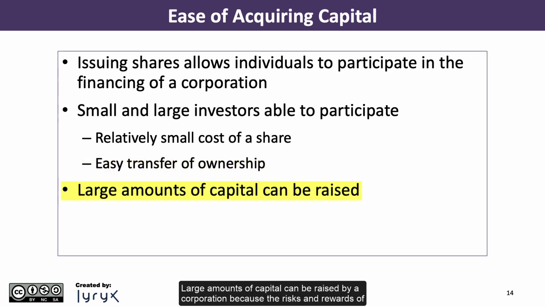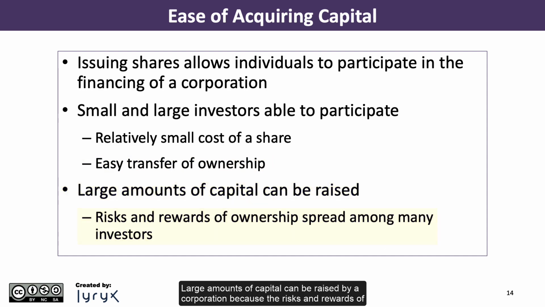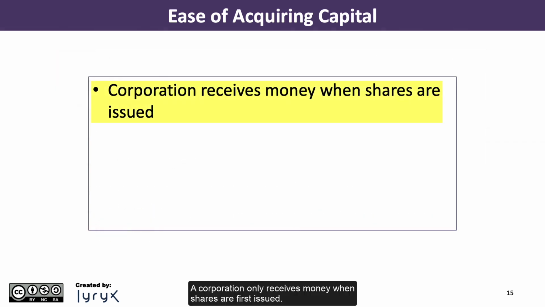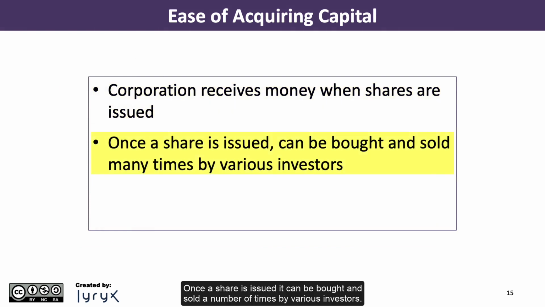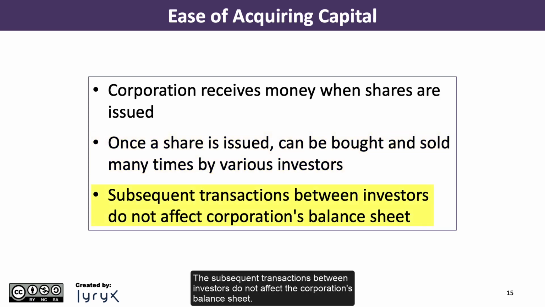Large amounts of capital can be raised by a corporation because the risks and rewards of ownership can be spread among many investors. A corporation only receives money when shares are first issued. Once a share is issued, it can be bought and sold a number of times by various investors. These subsequent transactions between investors do not affect the corporation's balance sheet.